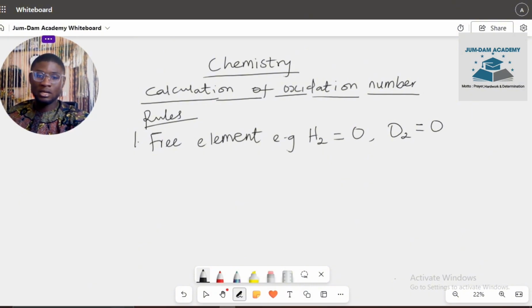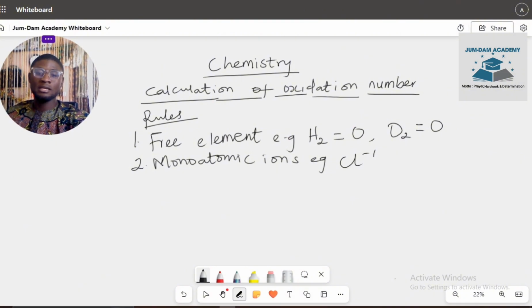So let's take rule number 2. Monoatomic ions. What do we mean by ions? Ions are elements that have charges. What do I mean by charges? Have you seen an element written in its symbol and being written with maybe plus or minus? For instance, okay, let me put that down. Monoatomic ion. E.g., have you seen chlorine written in this manner? This is a monoatomic ion.